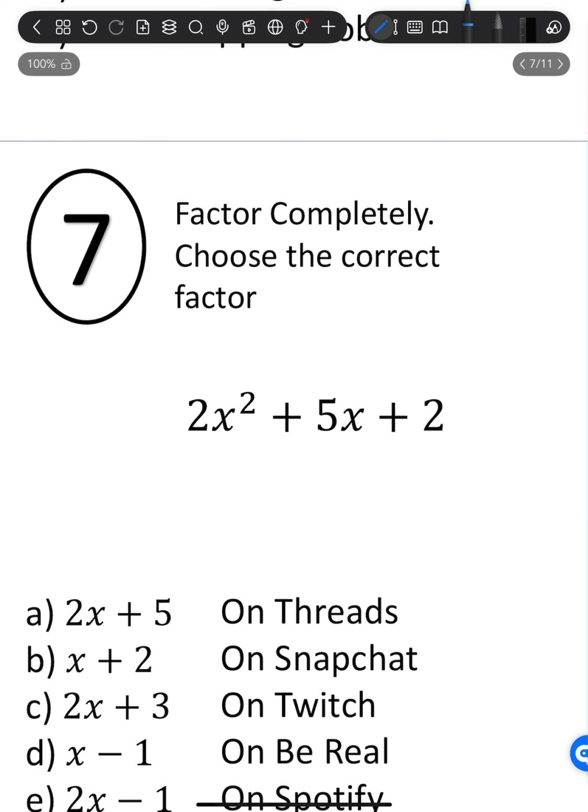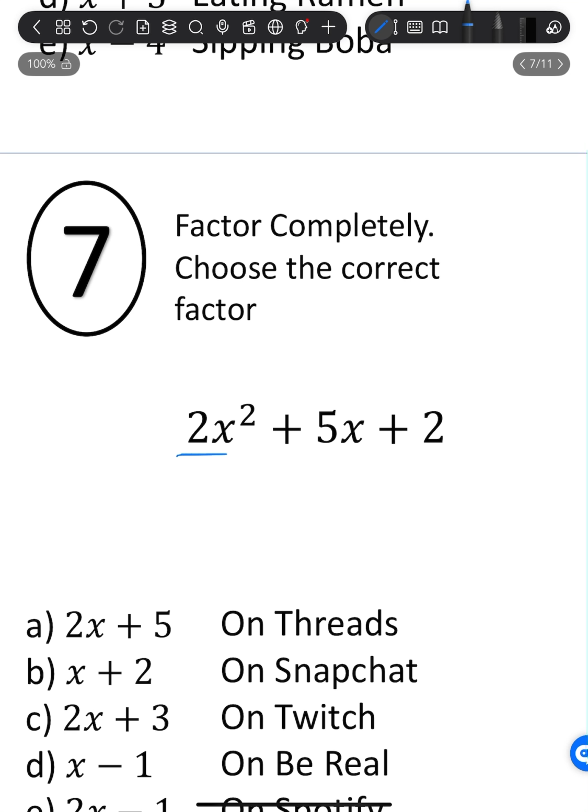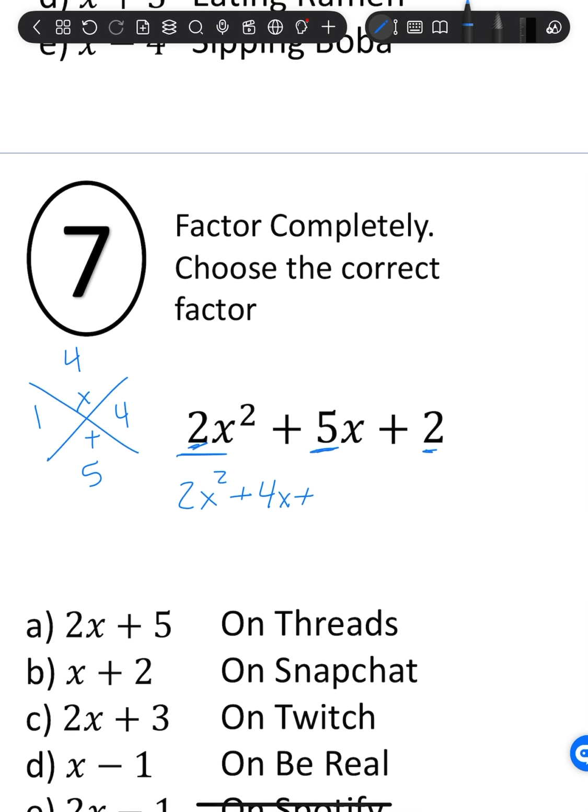Number 7. Okay, leading coefficient is not 1, so I'm going to use the grouping method here. So I need two numbers that multiply to 4, because 2 times 2, and add to 5. Okay? Then from there, I'm just going to do 1 and 4, right? Because 1 times 4 is 4, and 1 plus 4 is 5. So I'm going to split up the 5x. Alright, I'm going to do 4x here, plus 1x, plus 2.